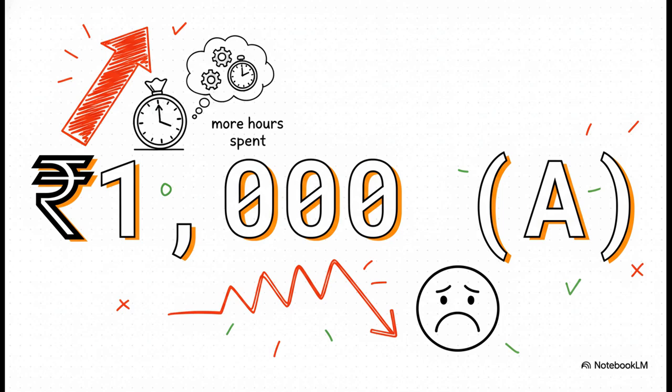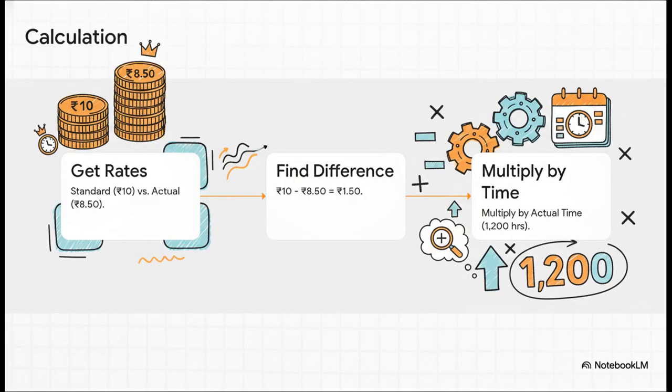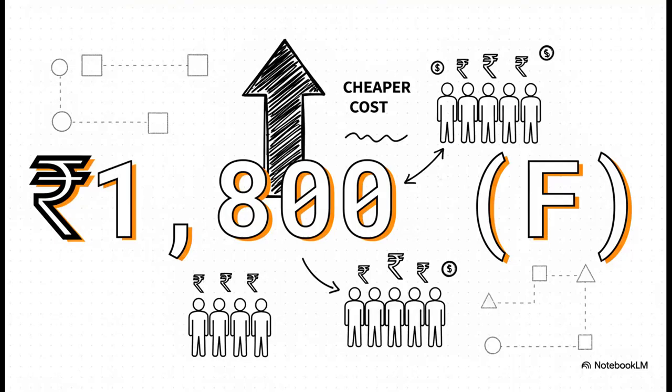Well, just wait. All right, let's look at the other piece of the puzzle, the rate variance. This one's all about what we paid for that labor. Did we pay more or less per hour than we thought we would? The formula just compares the standard rate to the actual rate. Okay, so we plug in the numbers, we take the standard rate of 10 rupees and subtract the actual rate they paid, which was a pretty good deal at 8.50. We take that difference, which is 1.5 rupees, and multiply it by the 1,200 hours they actually worked. And what do we get? An 1,800 rupee favorable variance. Favorable because, hey, the company got their labor cheaper than they budgeted for. That looks pretty good on paper.